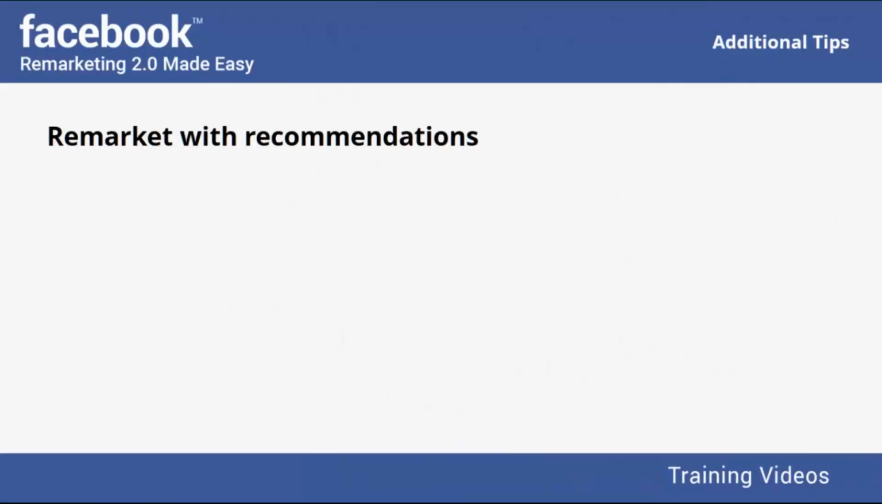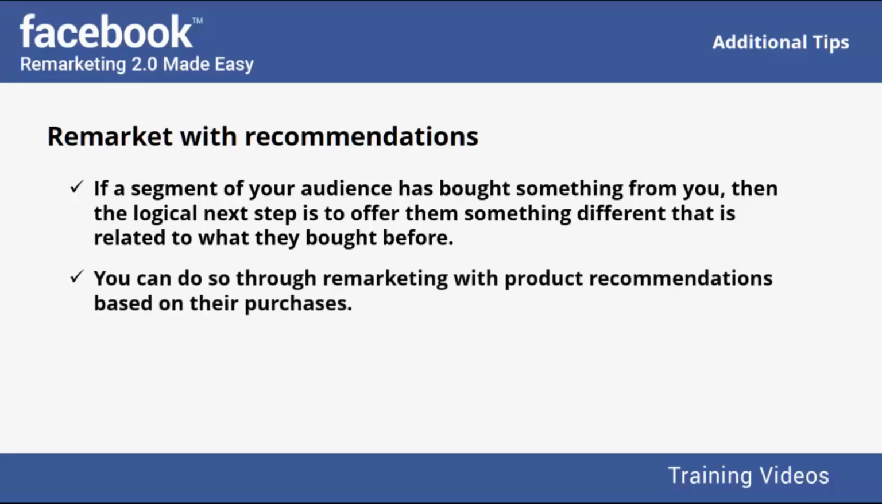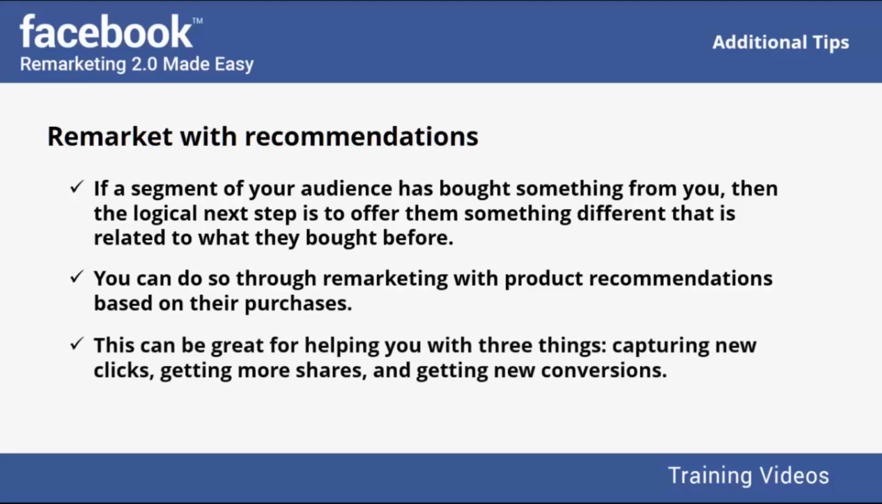Remarket with recommendations. If a segment of your audience has bought something from you, then the logical next step is to offer them something different that is related to what they bought before. You can do so through remarketing with product recommendations based on their purchases. This can be great for helping you with three things: capturing new clicks, because they won't be presented as the same ad; getting more shares, because if they liked your product, they will want to show what you offer to others; and getting new conversions.